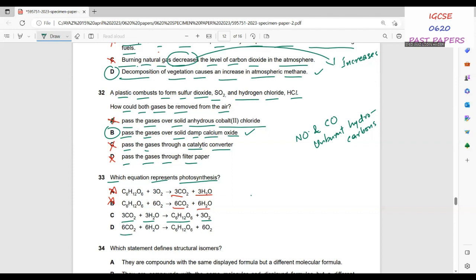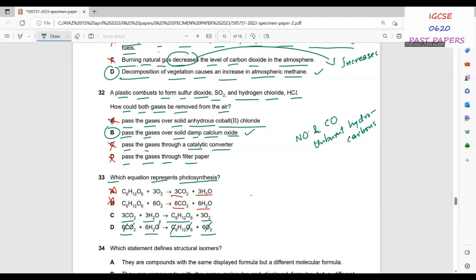D, 6CO2 plus 6H2O gives C6H12O6 plus 6O2. If you count the number of each atom, these will be correct. For example, on the reactant side, there are 6 carbon atoms. On the product side, it's also 6. This is correct. What about oxygen? 6 times 2 is 12, plus 6 should be 18 on the reactant side. On the product side, in C6H12O6, there are 6 oxygen, and then you have 6O2, which means 12 plus 6, 18 oxygen. So this is also balanced.